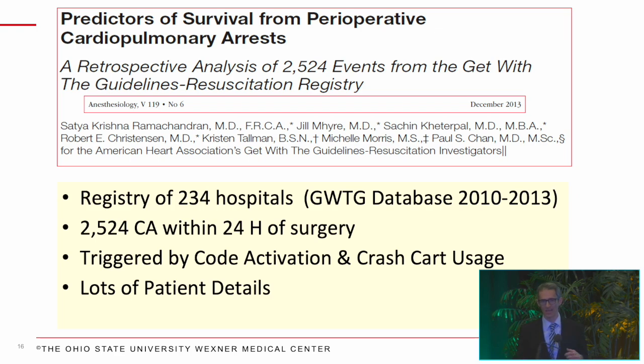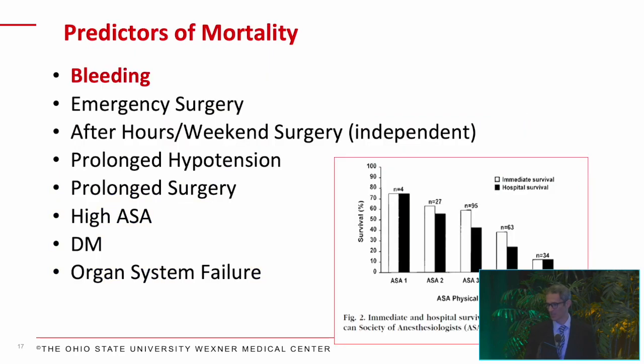So if somebody just got a little bit of epi and maybe 2 or 3 chest compressions, those patients might have been missed. But if they actually grabbed the code card, then this would have been gathered, and they collected a lot of information on the patients to try to describe perioperative cardiac arrest. And they managed to cover 234 hospitals and 2,500 cardiac arrests that would happen within 24 hours. So this is a really nice database.